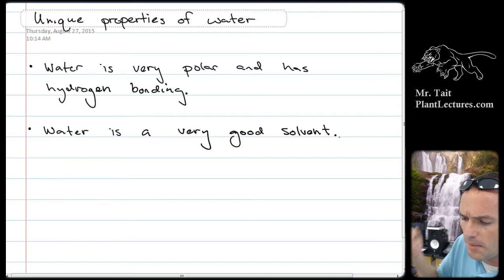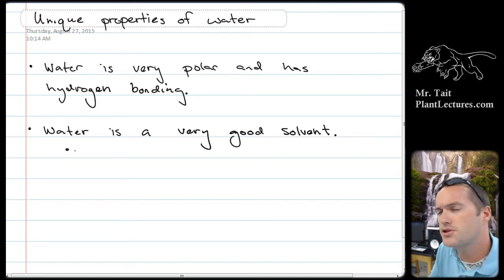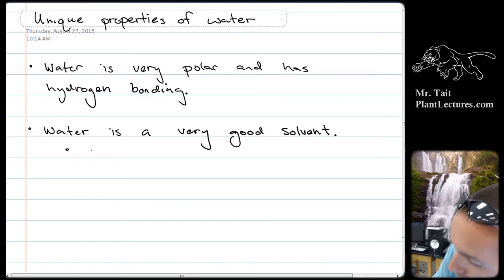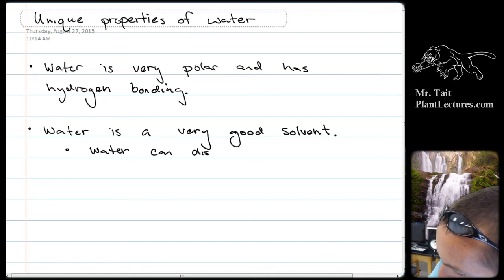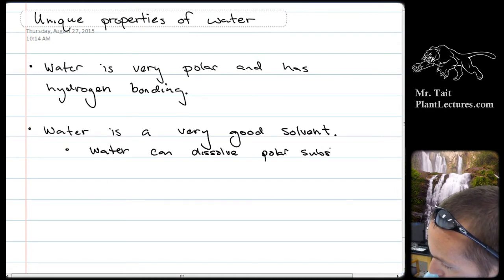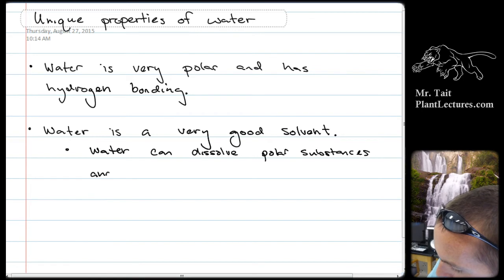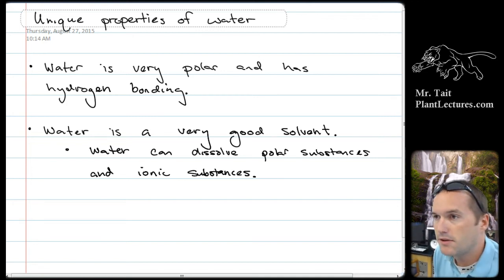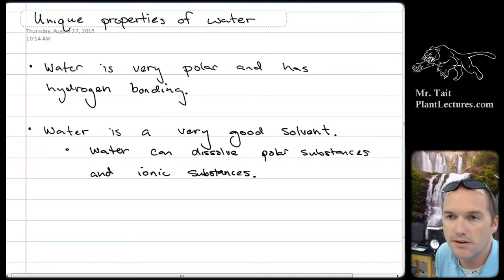Okay. Things that dissolve in water. If you remember from chemistry, we know that polar solvents are going to dissolve polar substances and ionic substances, right? So we can say that water can dissolve polar substances and ionic substances. Okay, so the term that they use in chemistry to describe this is miscible, right? So we'd say that those two substances are miscible, meaning they can dissolve.